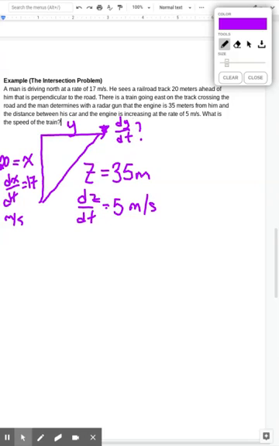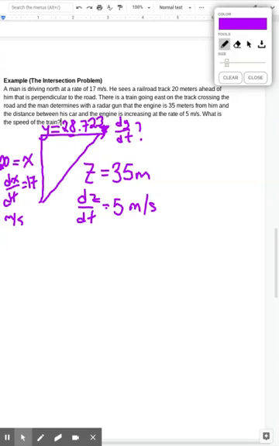Well, first, we can find y by using the Pythagorean theorem. So I'll just give that to you. If you use z squared minus x squared and then take the square root of that, that'll get you y. And that is 28.723. Now we have a whole bunch of numbers. We just have to find this dy/dt.